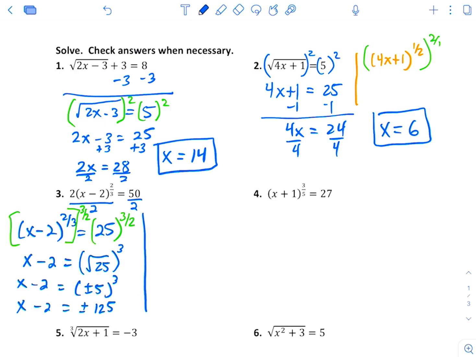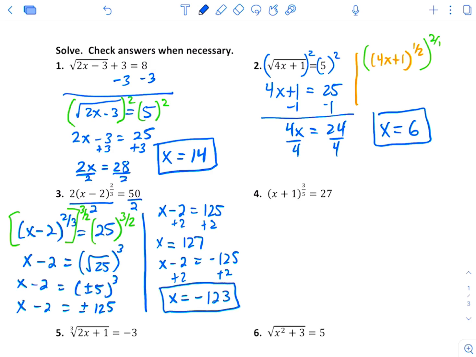So that means then I actually have 2 equations to solve. I have to solve x minus 2 equals 125, and then x minus 2 equals negative 125. So when I add my 2 over, one of my answers will be 127, and then on my next equation, when I add the 2, my second answer will be negative 123. So both of these are answers to problem 3.